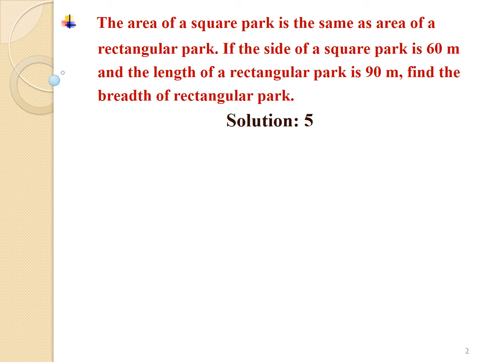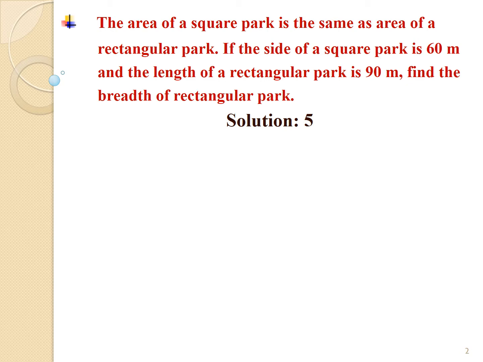Students, in this question, we have to find the breadth of a rectangular park, and we have been given the length of the rectangular park and the side of a square park. Note that the area of the square park is the same as the area of the rectangular park. So, in order to find the breadth of the rectangular park, first of all, we have to find the area of the square park, which is equal to the area of the rectangular park. And then we have to find the breadth of the rectangular park.